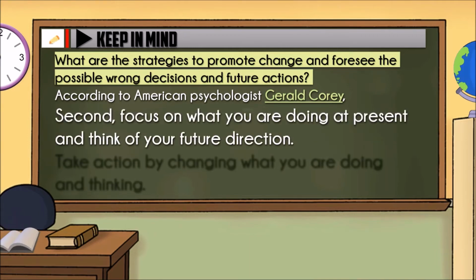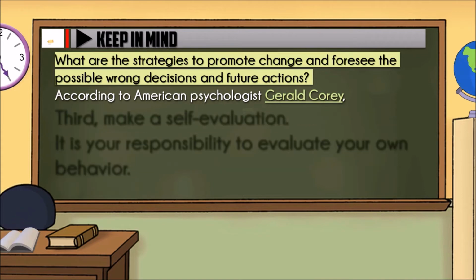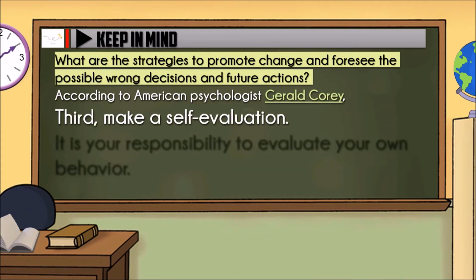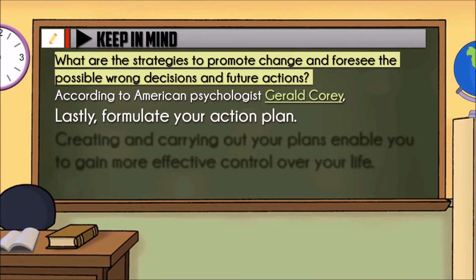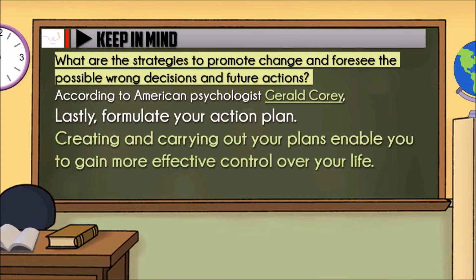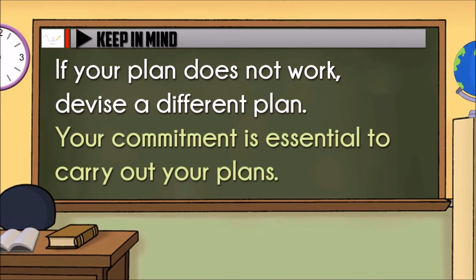Second, focus on what you are doing at present and think of your future direction. Take action by changing what you are doing and thinking. Third, make a self-evaluation. It is your responsibility to evaluate your own behavior. And lastly, formulate your action plan. Creating and carrying out your plans enable you to gain more effective control over your life. If your plan does not work, devise a different plan. Your commitment is essential to carry out your plans.